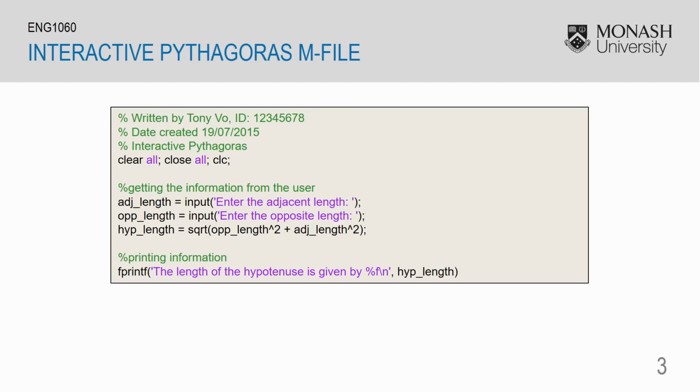Let's consider the interactive Pythagoras M file that we created in a previous video. We have two input commands, one for our adjacent length and one for our opposite length. From those variables, we can then calculate the hypotenuse length.